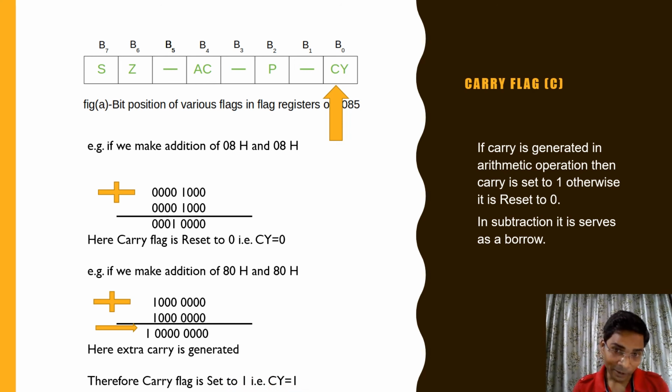That's it. So in this video we learned that the 8085 has a total of 5 flags, that is the sign flag, zero flag, auxiliary carry flag, parity flag, and carry flag.